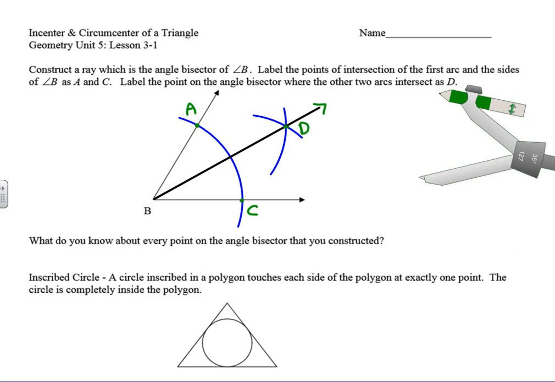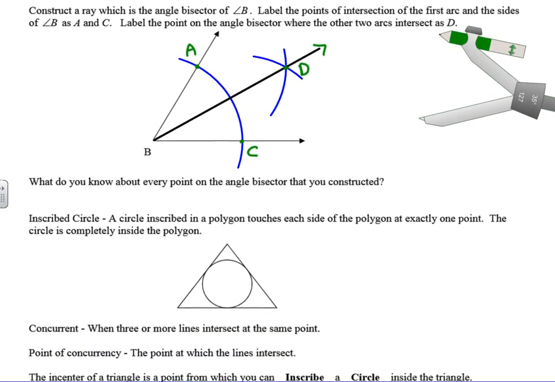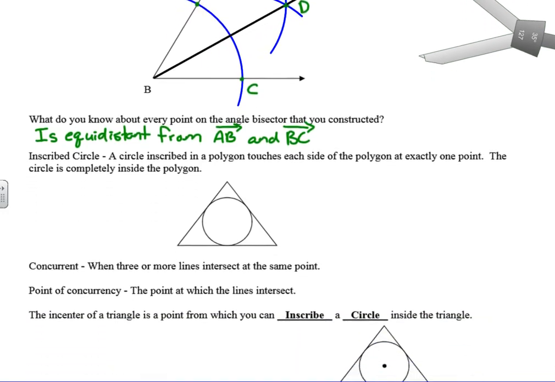So what do we know about every point on the angle bisector that we constructed? Well, this is our previous lesson, 5-1. We know that every point is equidistant from AB and BC. So both sides of the triangle, or excuse me, of the angle. We're going to use that information to build into some specific stuff in this lesson.